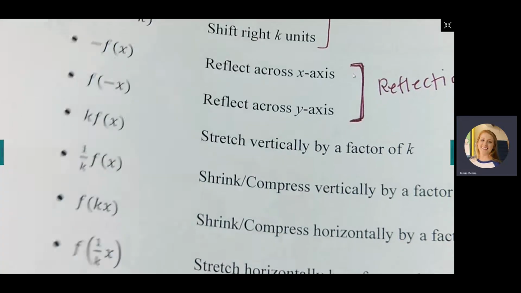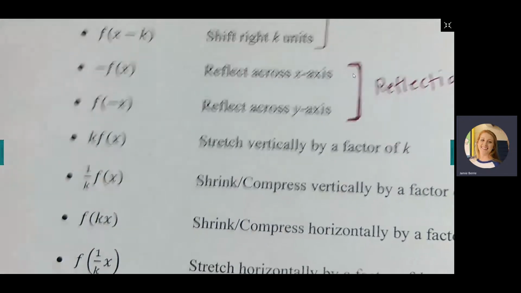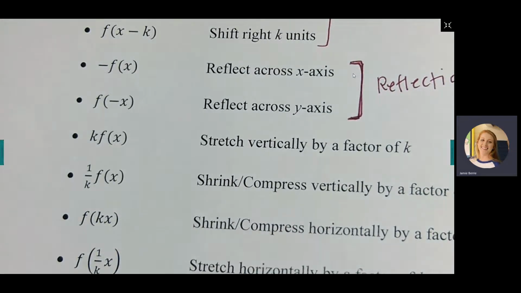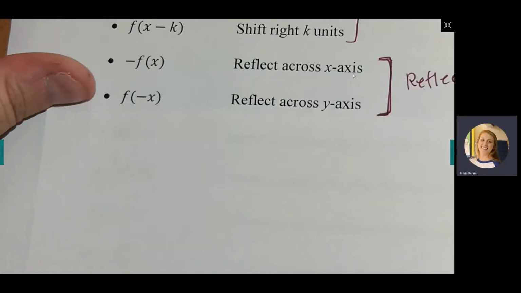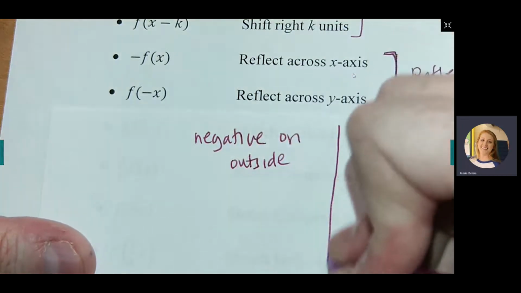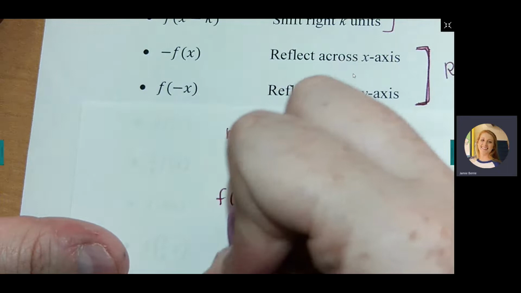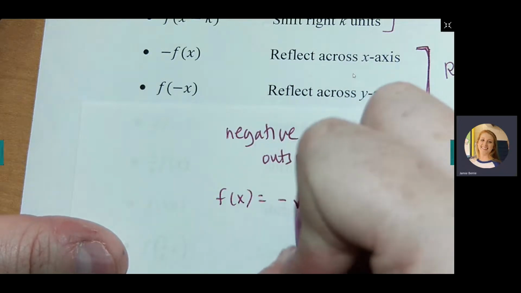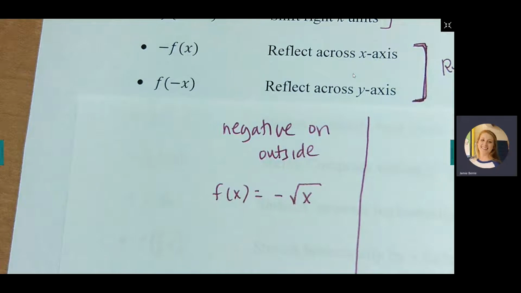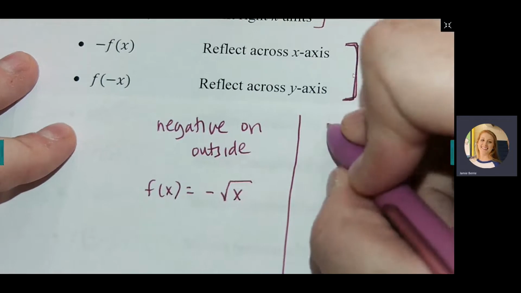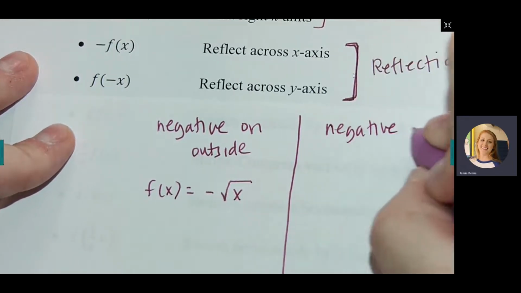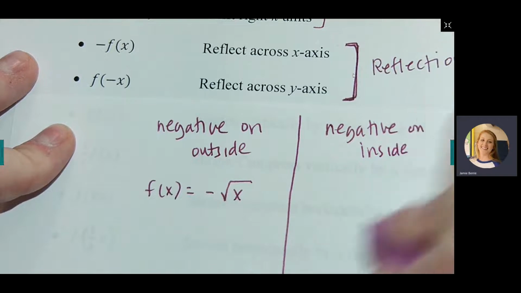And let me just show you some examples of what this might look like. Let me find my sheet. All right, so here's some examples of what a negative on the outside would look like. You might have something like f of x equals negative square root of x. So there's an example of a negative on the outside. This one's pretty easy to see compared to a negative on the inside, which would look like this.